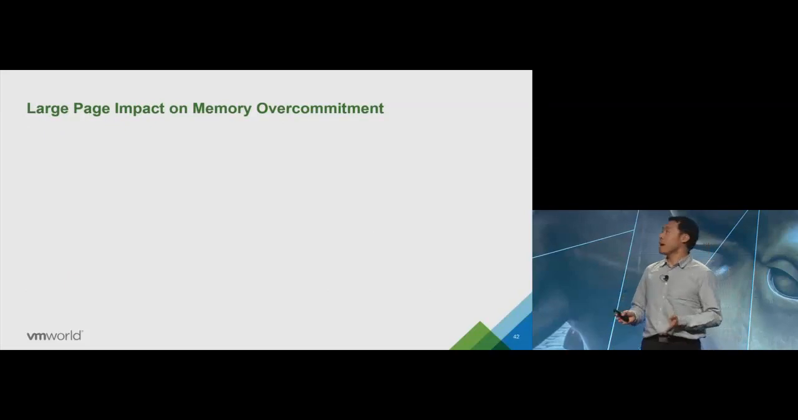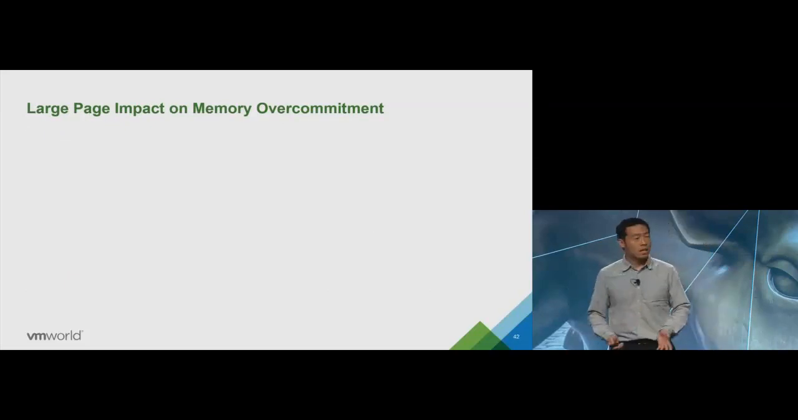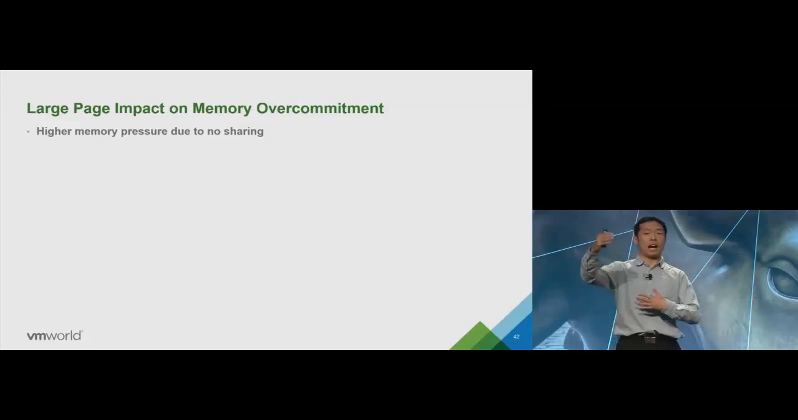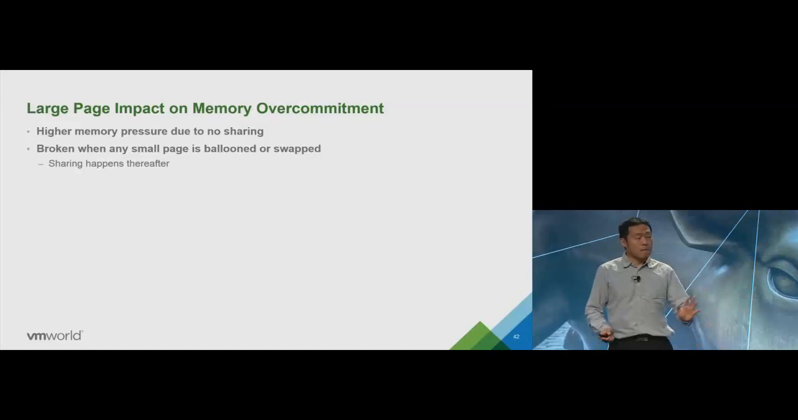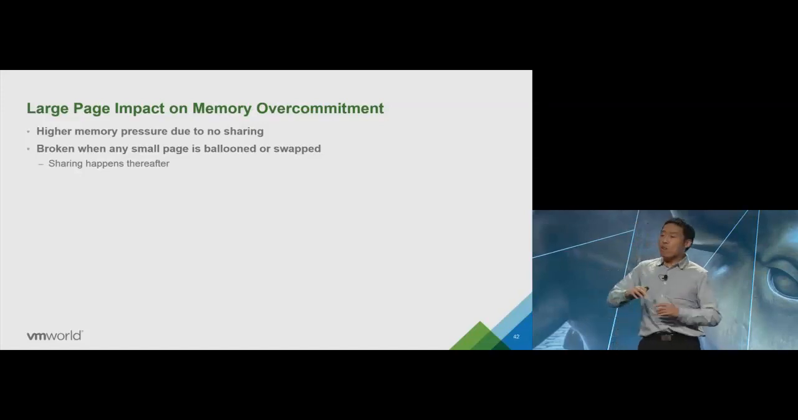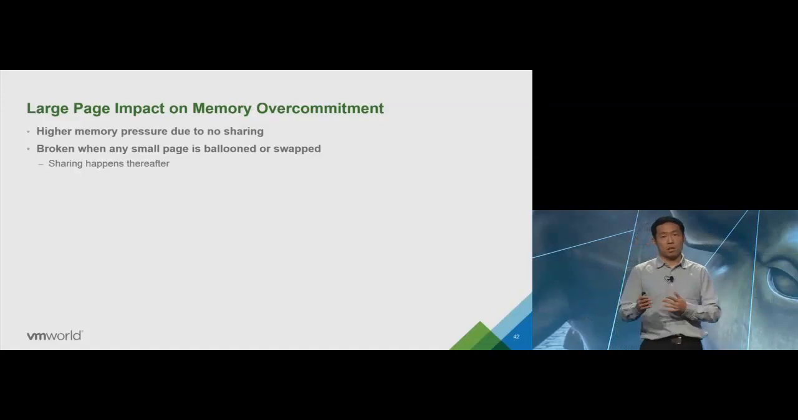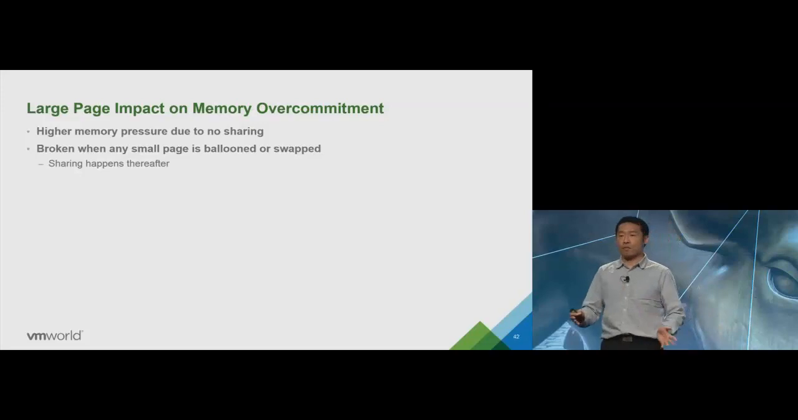Then how do large pages impact memory overcommitment? Clearly, when we use large pages, the memory pressure gets higher because there are no pages shared. However, a large page will be broken when any of the small pages within the large page is ballooned or swapped. So after a large page is broken, the sharing will happen thereafter.